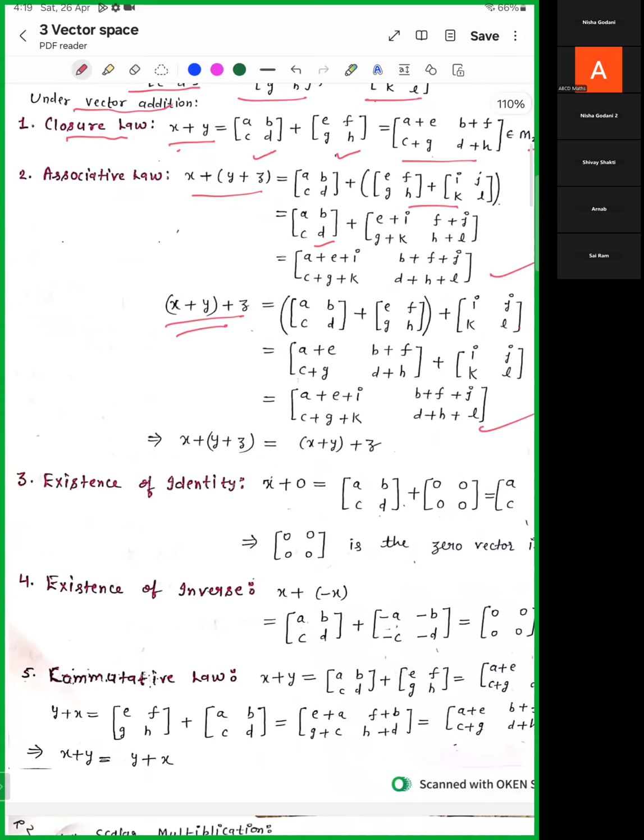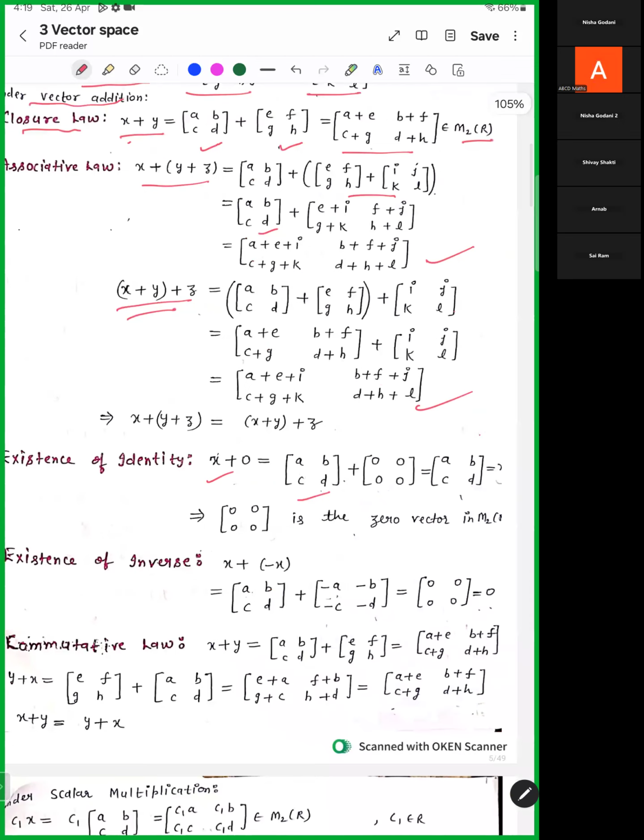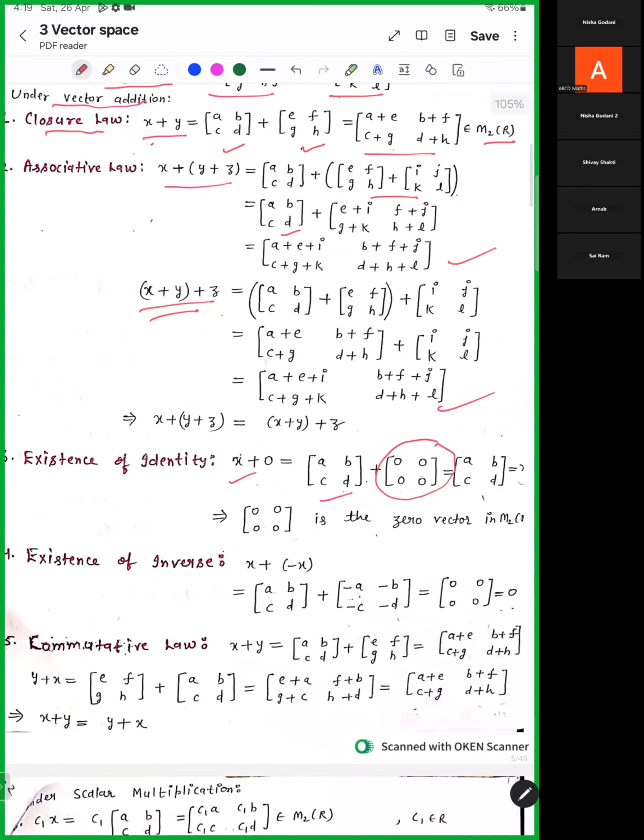Then existence of identity. If you have matrix X, which is ABCD, okay, so which matrix is to be added so that you get the same matrix again? So this is the zero matrix having all entries zero. Okay, so zero matrix is actually the zero vector or identity.